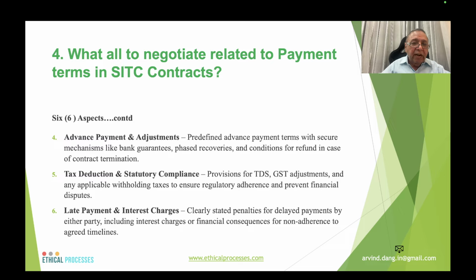contract, and late payment and interest charges, clearly defined, clearly stated penalties for delayed payments by either party, including interest charges or financial consequences for non-adherence to the agreed timelines.